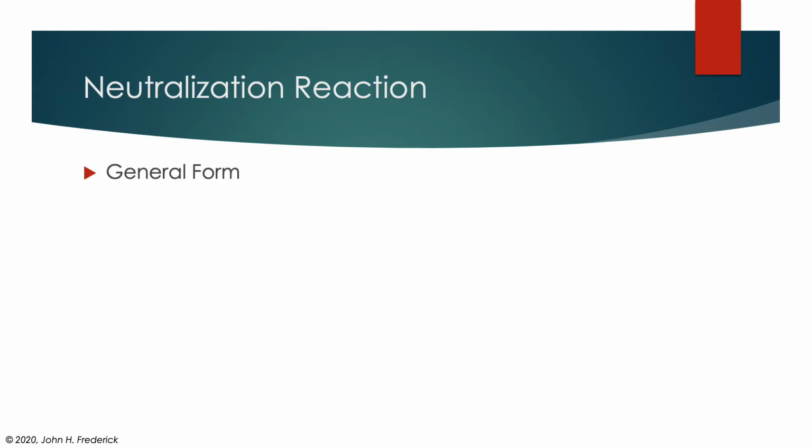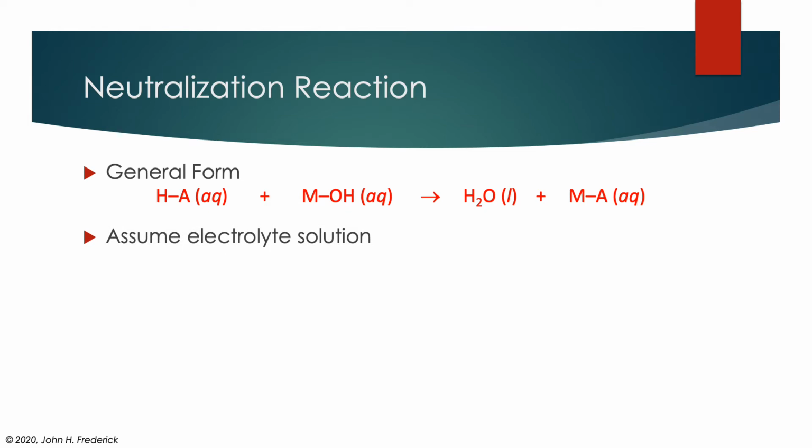A neutralization reaction has the general form that looks like this. What's being neutralized here is an acid reacting with a base. In this case, we've got HA, which is the acid, reacting with MOH, which is the base, to produce water and an ionic compound, MA. Actually, this ionic compound is also called a salt. Now, we're going to assume that these are strong electrolytes, so they completely dissociate into ions.